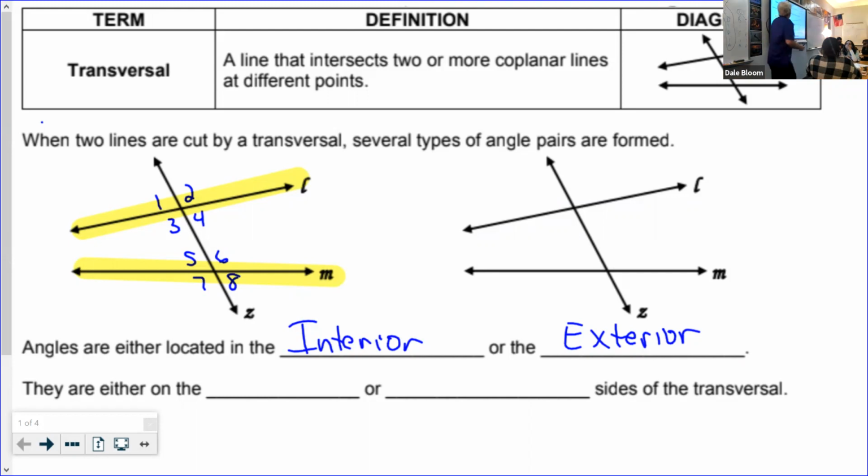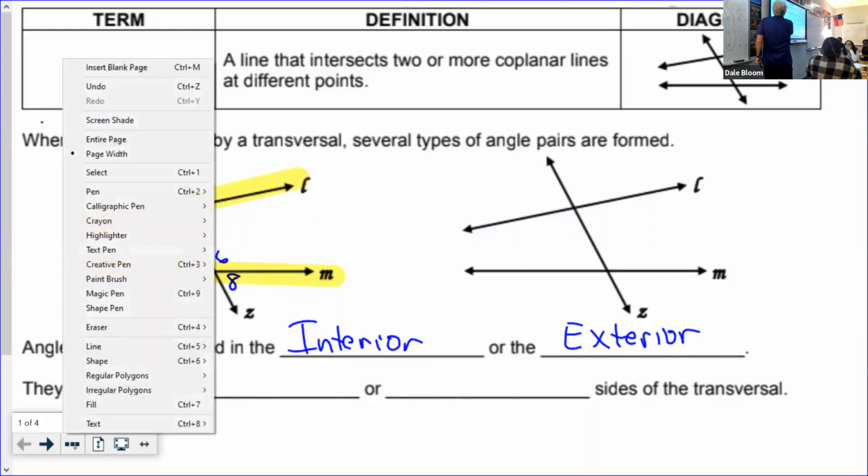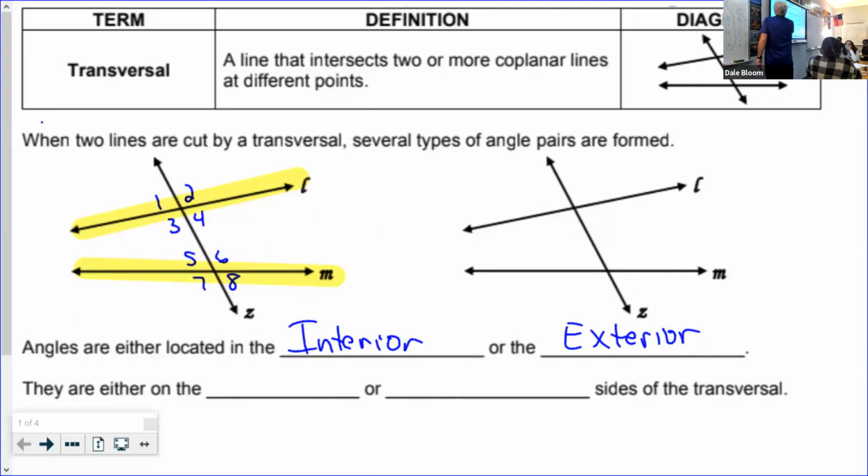So the next thing is that when you pair up these angles, they're either on the same side. You guys see that this is my transversal. That's the line that intersects both those other lines. A line that intersects two or more coplanar lines at different points is called the transversal. That green is my transversal. Now, in relation to my transversal, these angle pairs are either on the same side or on alternate sides. Like 1 and 4 are on opposite sides, or alternate sides, of that transversal.